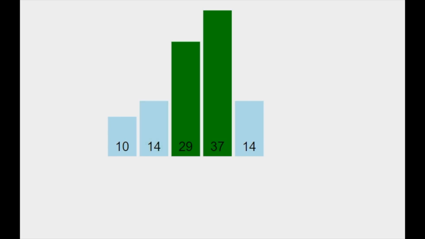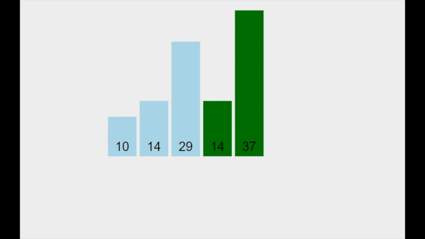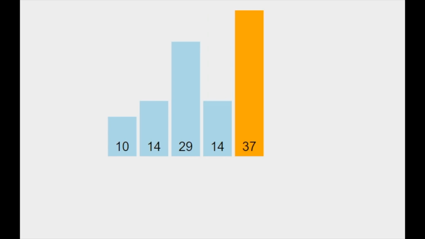Now we compare 29 and 37. The condition 29 greater than 37 becomes false, so there is no swapping. And in the end, we compare 37 and 14. As 37 is greater than 14, 37 will move towards the right. And with one complete pass, we can see that the largest number of this array has been placed at the end. But after one pass, we can clearly observe that the array is still not sorted.